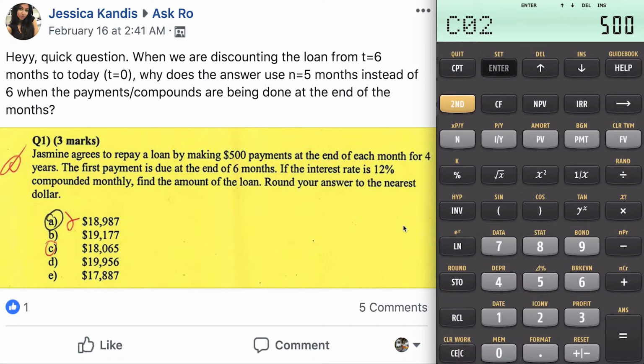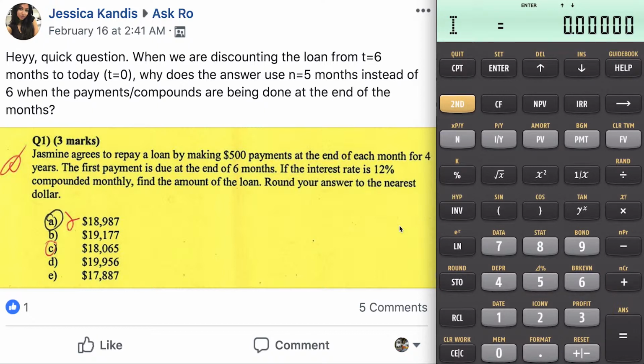We press enter and hit the down arrow. The frequency of that 500 is 4 times 12, or 48, simply because it's each month for a total of 4 years, so 48 payments in total. Once we've done that, we can hit NPV, which is the neighbor to CF. At this moment, the calculator asks for an interest rate. Here we want to put the effective rate per period.